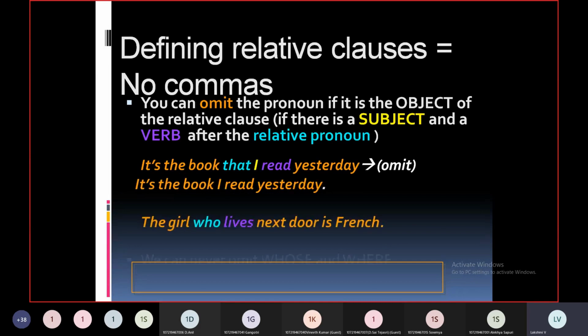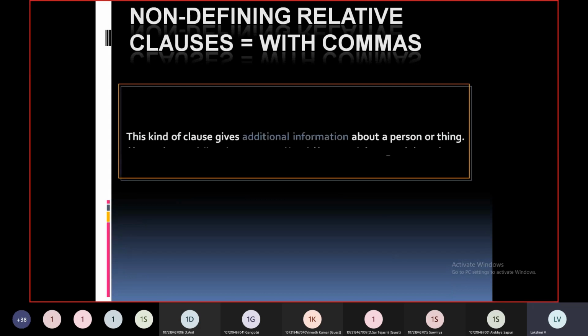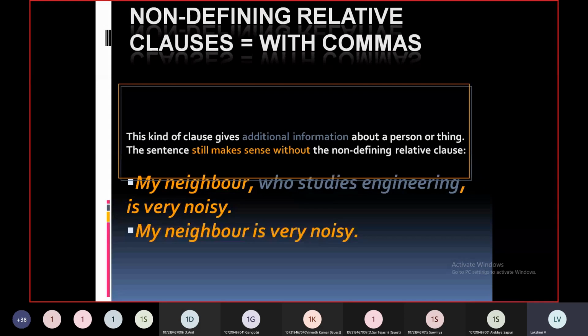Coming to the non-defining relative clauses, they all the time provide additional information about the person or thing. The sentences still make sense without non-defining relative clauses.